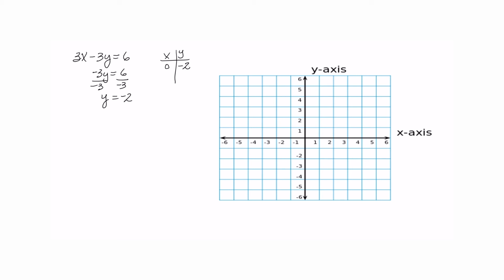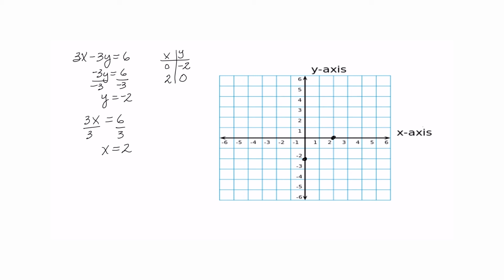Let's put our pencil over the minus 3y, because we're going to let y equal 0. So that tells us that 3x is going to equal 6. In other words, if we just get rid of the minus 3y by letting it equal 0, all we're left with is 3 times x equals 6. Divide both sides by 3. We're going to get x equals 2. So we have another pair of points. We have (0, negative 2), which is right here, and we have (2, 0), which is right here.